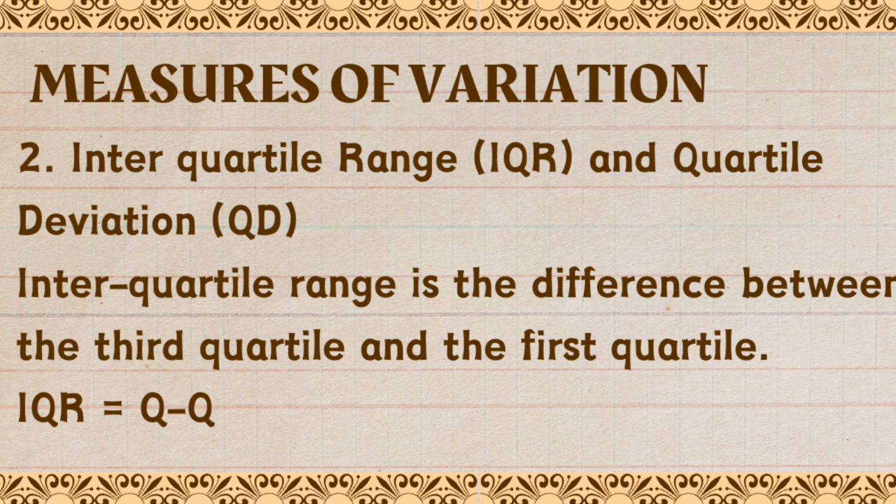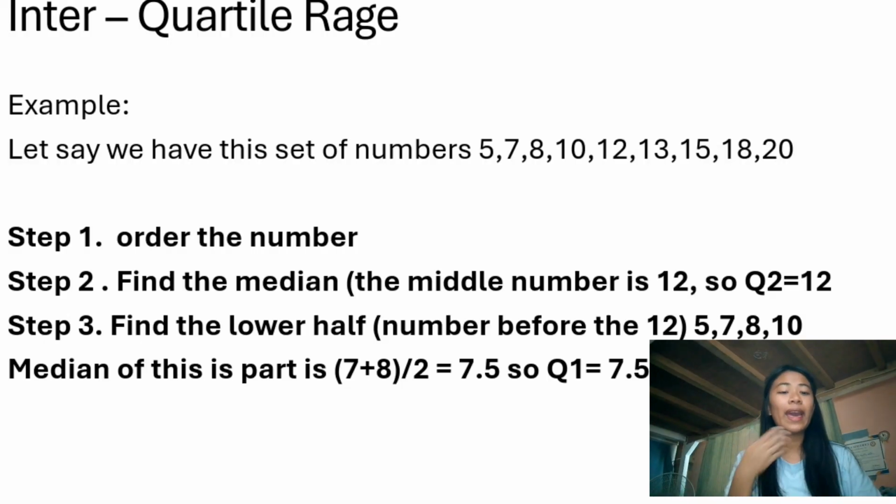Next is the interquartile range, or IQR, also called the quartile deviation, which is QD. Interquartile range is the difference between the third quartile and the first quartile. IQR is equivalent to Q3 minus Q1. So the interquartile range is a way to measure how spread out the middle half of a set of numbers is. So, I have an example.